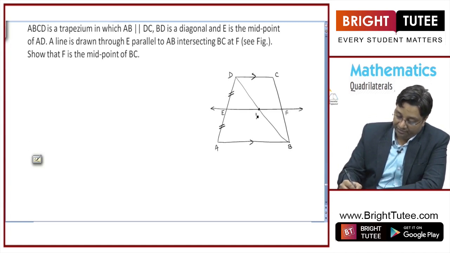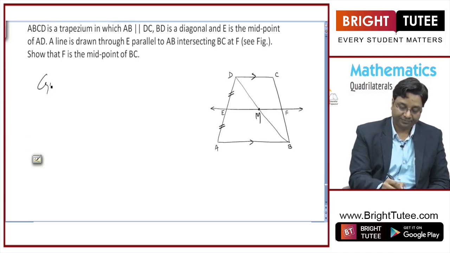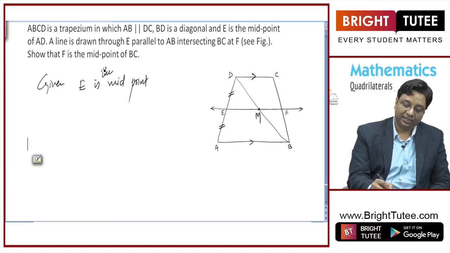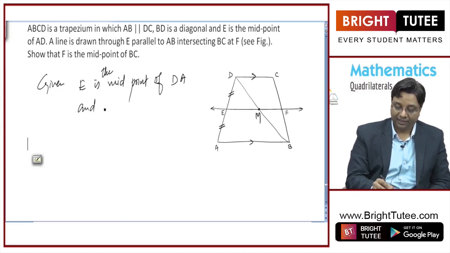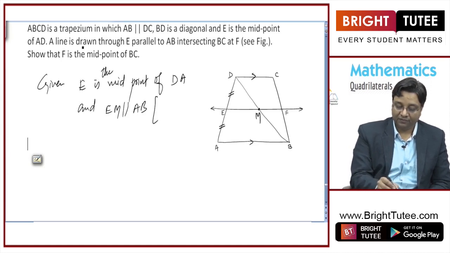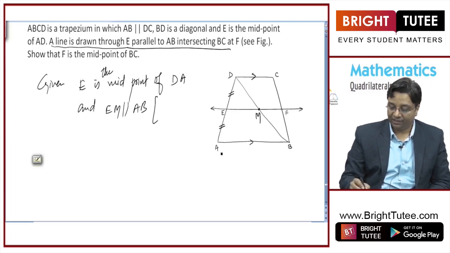If I take this point as M, okay, what is given is that E is midpoint. E is, grammatically, if you want to correct, E is the midpoint of DA, right? And EM is parallel to AB. Why is it so? Because a line is drawn through E parallel to AB. So EF is parallel to AB. So we can say EM is also parallel to AB.